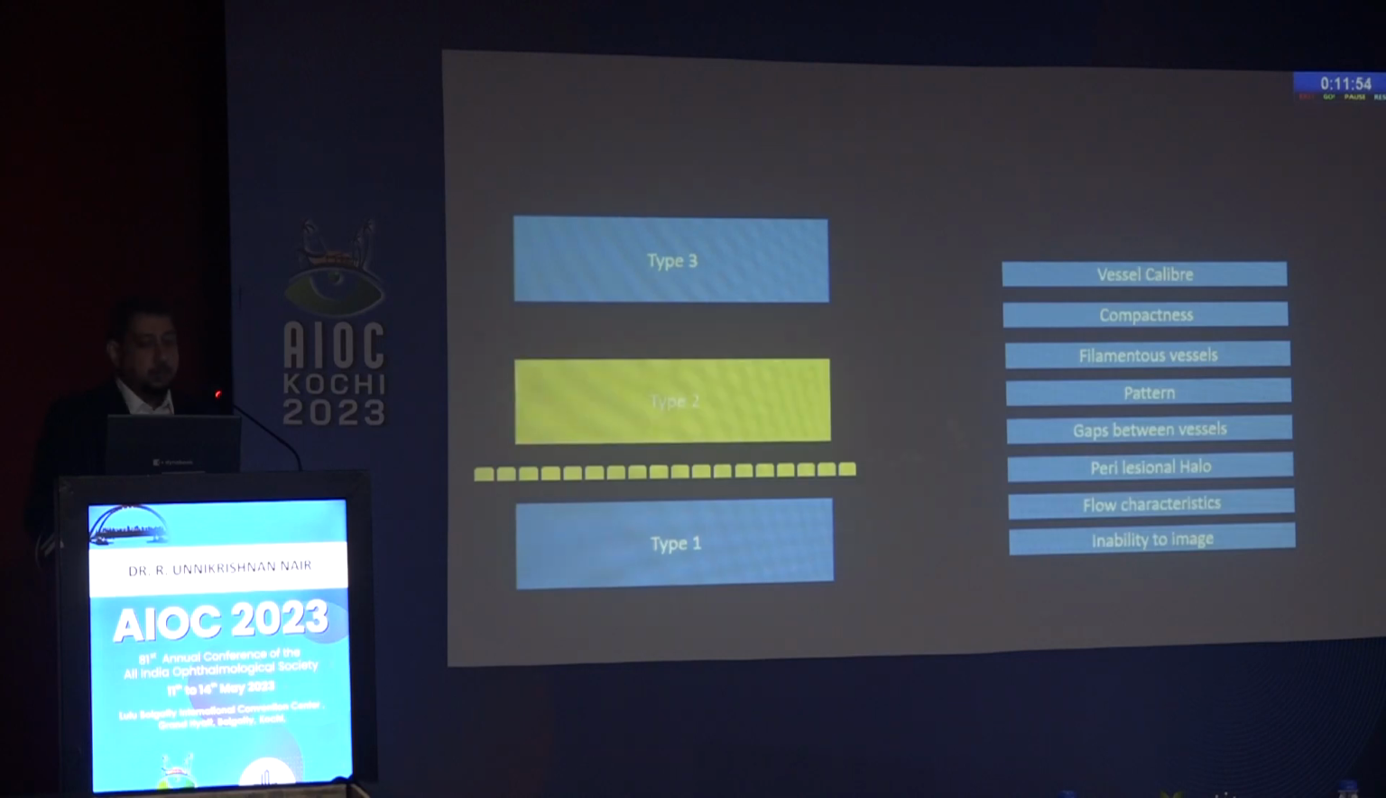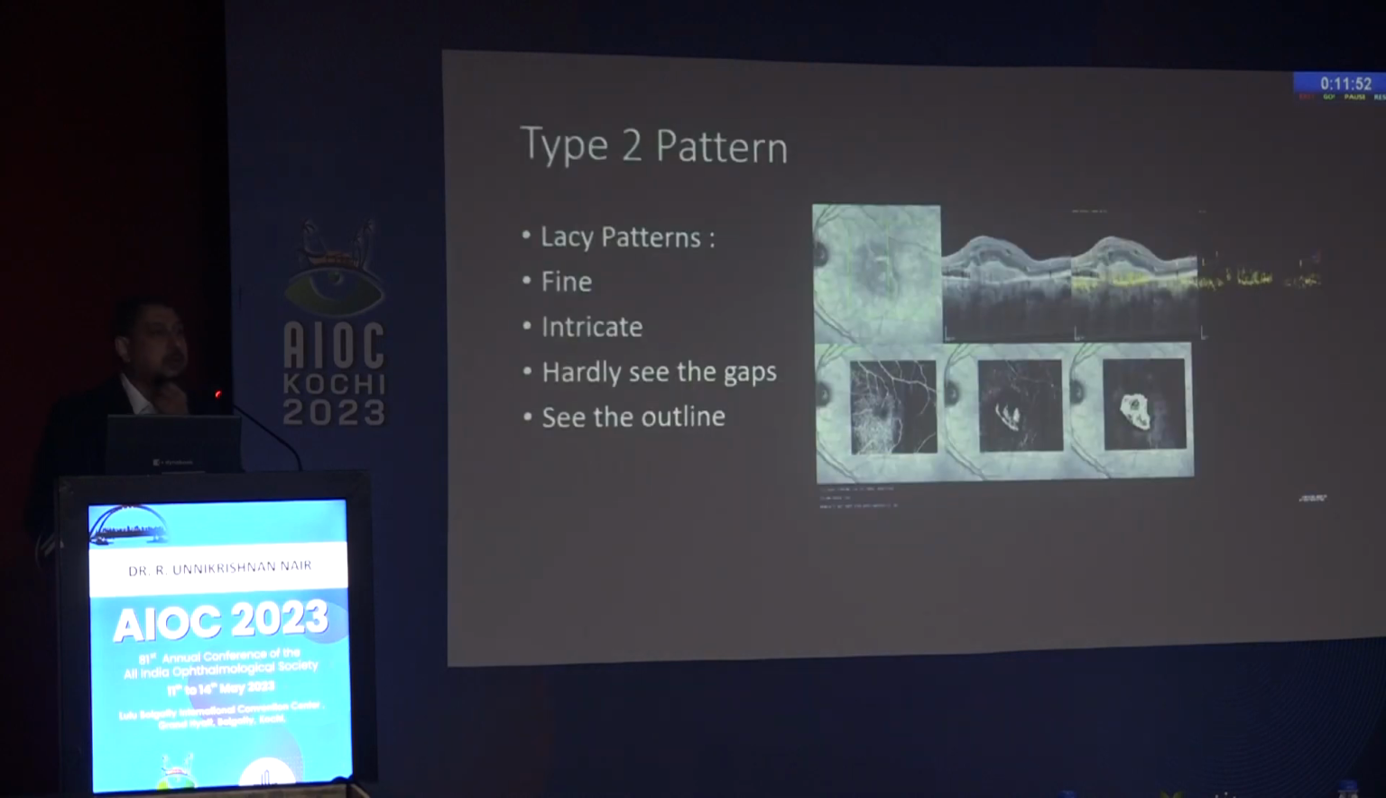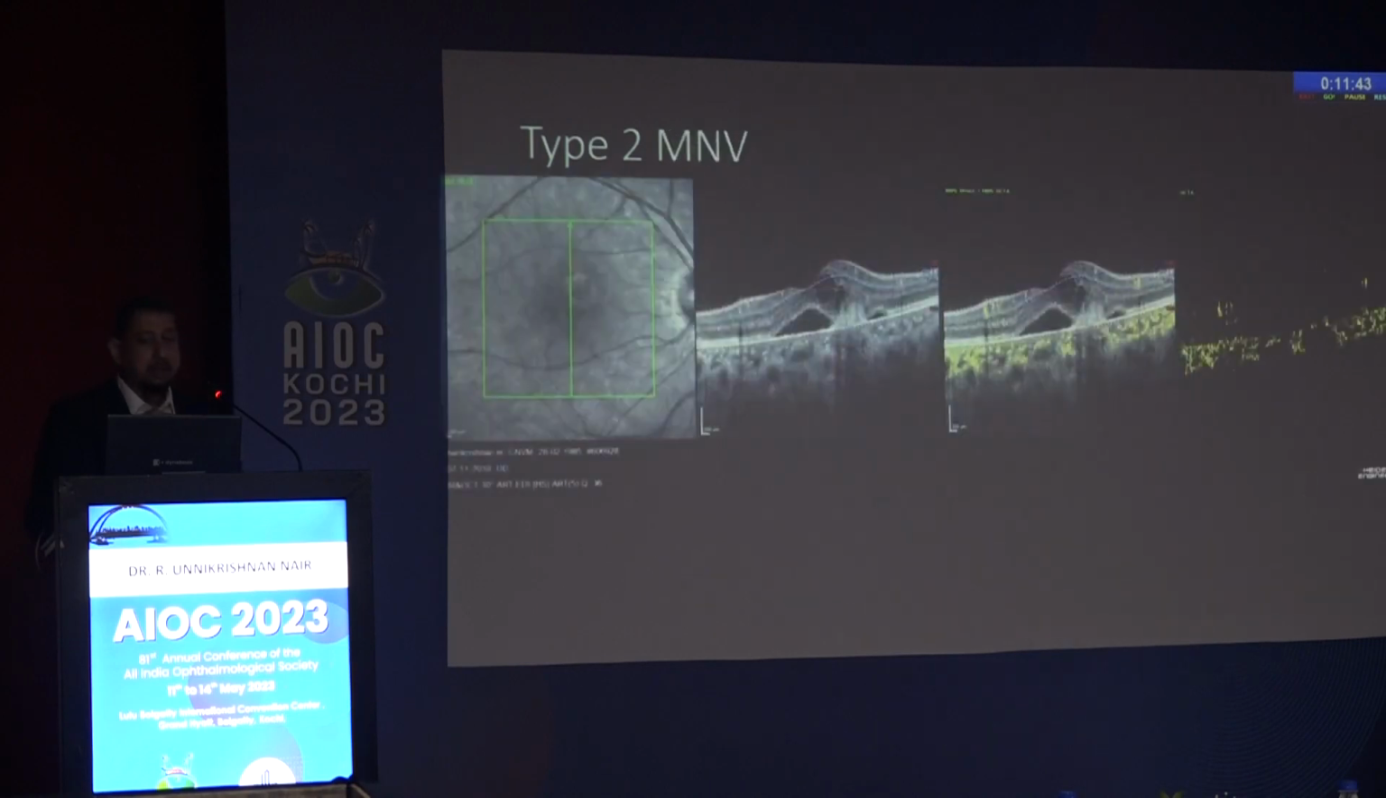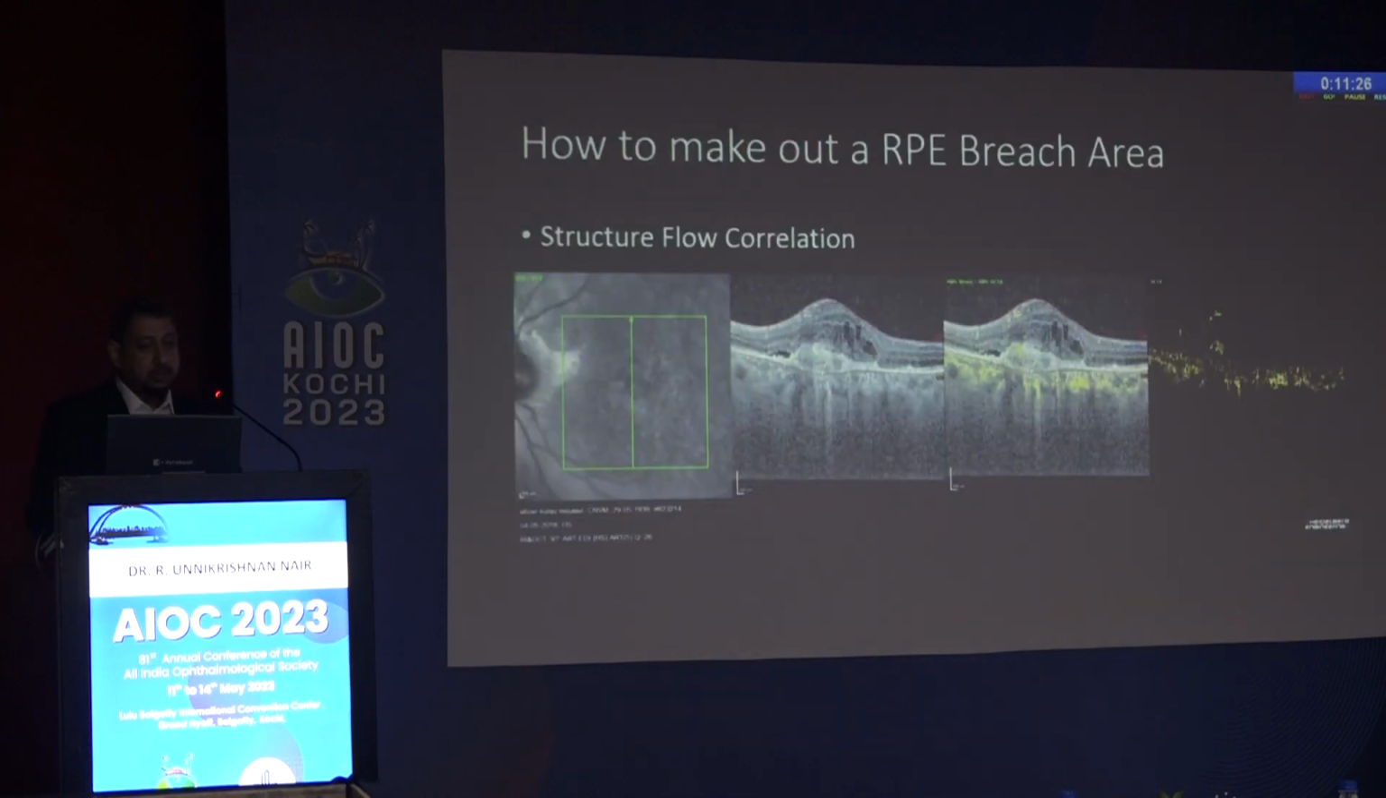So we'll first look at type 2. If you look at a type 2, it's like you see in an FA. It's very compact, very lacy, lots of small vessels, hardly any gap between the vessels. It's a very compact lesion. And these are some more examples where you see in the structure flow that there are yellowish dots which indicate movement of the RBCs above the RPE line. So that's how you know it has breached the RPE line. As I said, this is how you make out a breach.